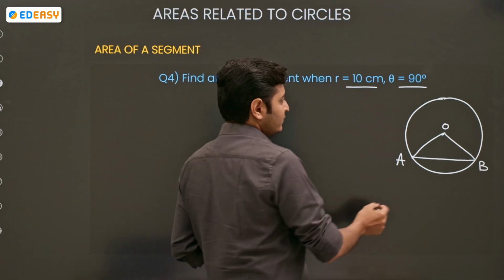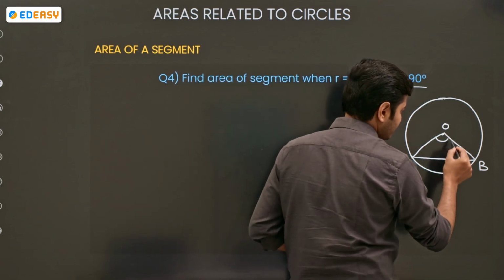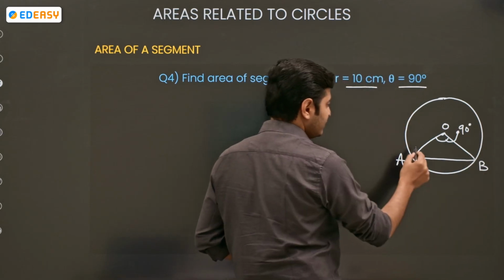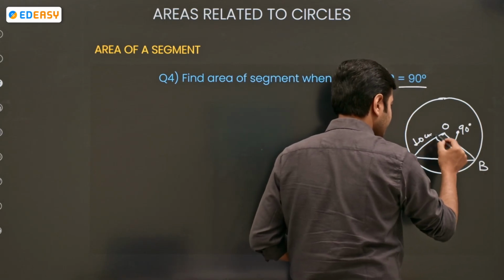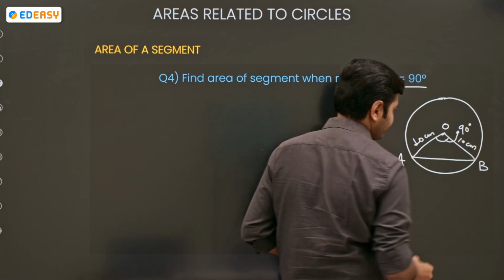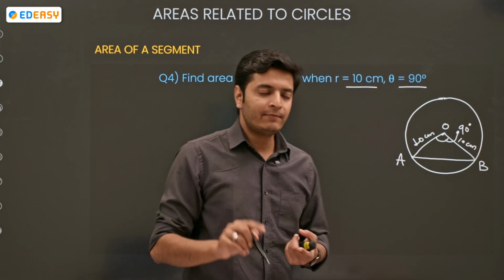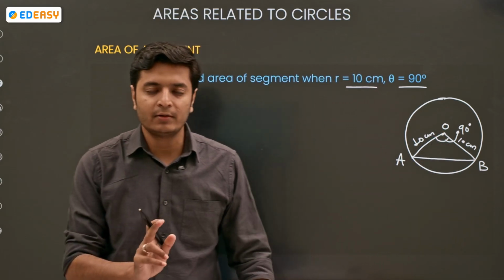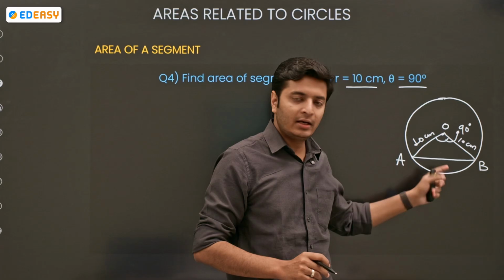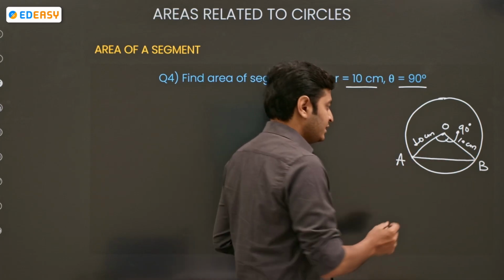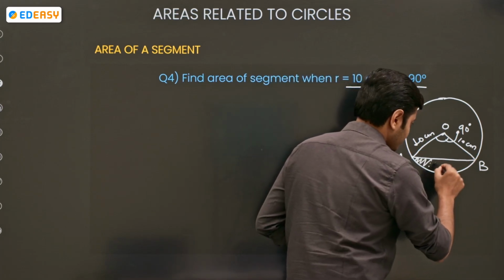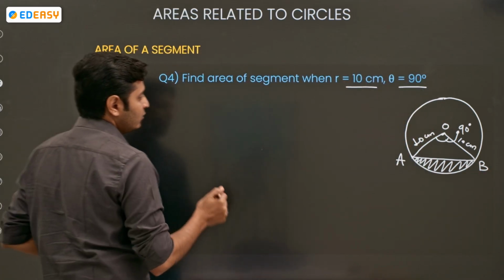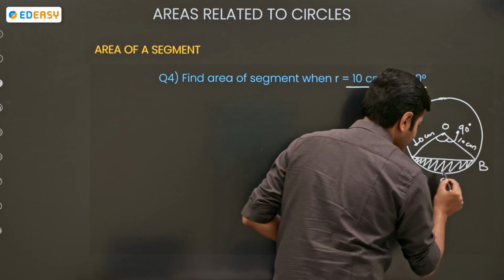So what is given to us? The angle between these two is 90 degrees, so this angle is 90 degrees. Also, the radius is 10 centimeter, so this is 10 centimeter, and this is also 10 centimeter. First, I will find the area of this sector because I need the area of the sector and the area of the triangle, then I can subtract them and find the area of this segment. So we need to find the area of this shaded portion, correct? Let me name this point as C.